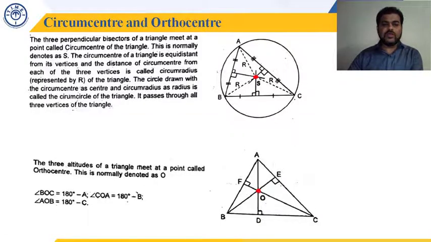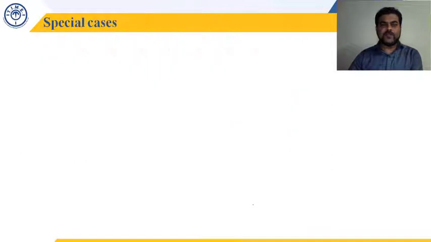The relationship between angles is this. Angle BOC will be 180 minus angle A. Similarly, angle AOB will be 180 minus angle C, and this angle will be 180 minus angle B. So these are the four geometric centers: centroid, incenter, circumcenter and orthocenter.